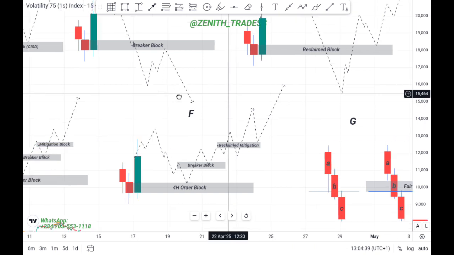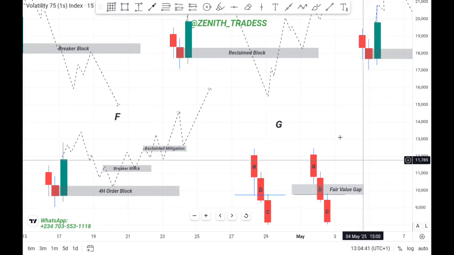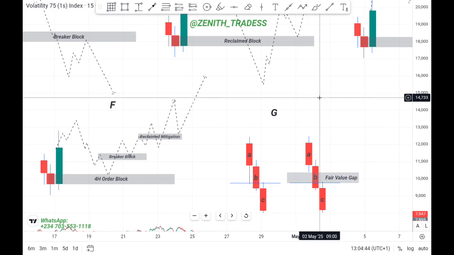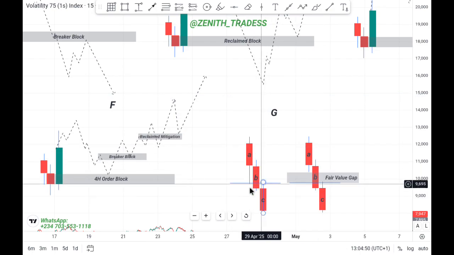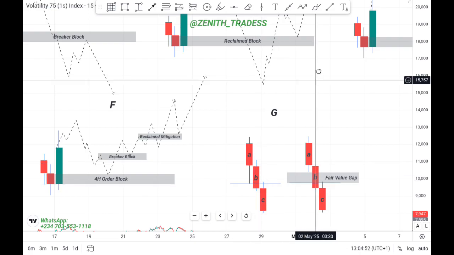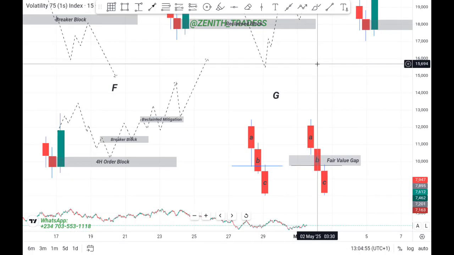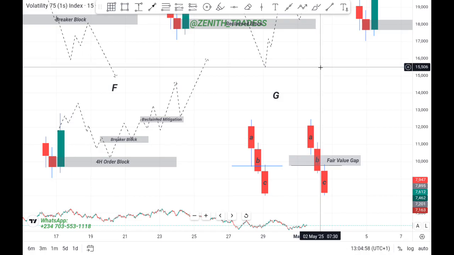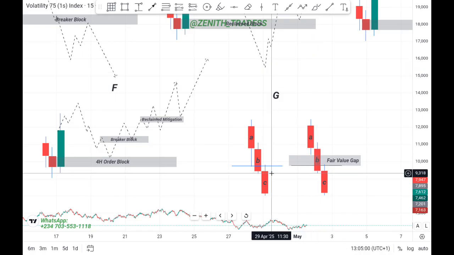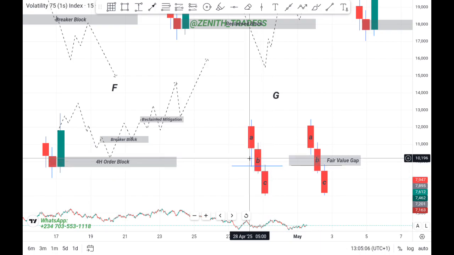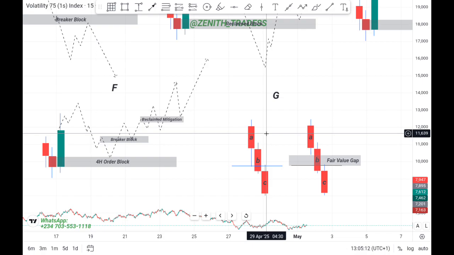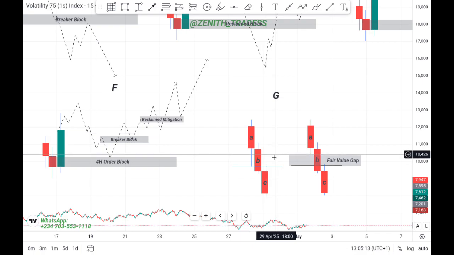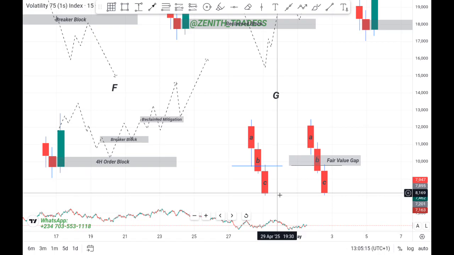So the fair value gap I was trying to explain earlier, you see the fair value gap here, right? You see these three independent candles, candle A, B, C. You can see in this first scenario there is no gap. What is a fair value gap? It's a gap between the first independent candle and the third independent candle. Candle A is our first independent candle, candle B is our second independent candle, and candle C is our third independent candle.